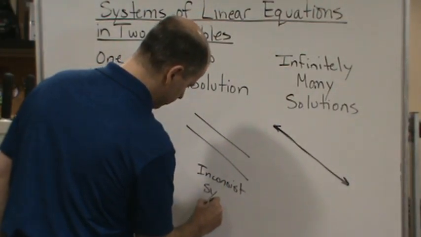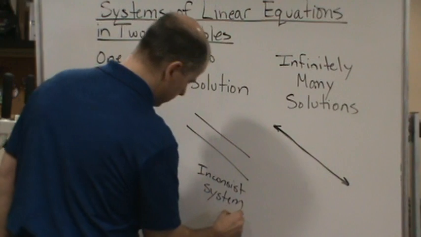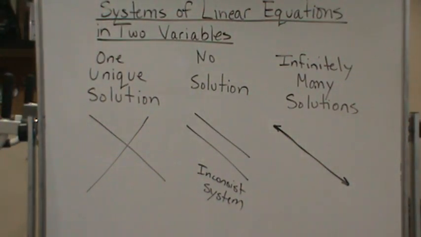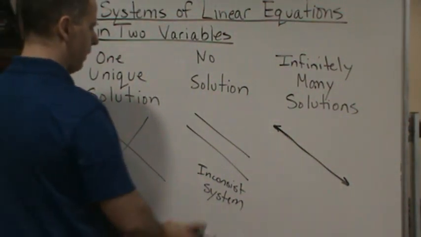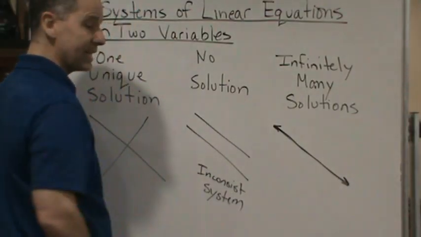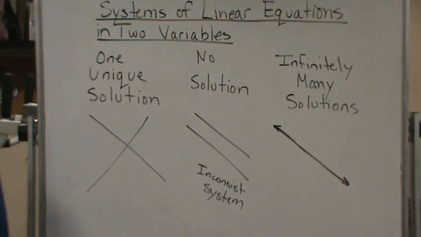Now, whenever you have no solution, this results from an inconsistent system. So that's terminology for you to know. Anytime we have no solution, we say the system is inconsistent.